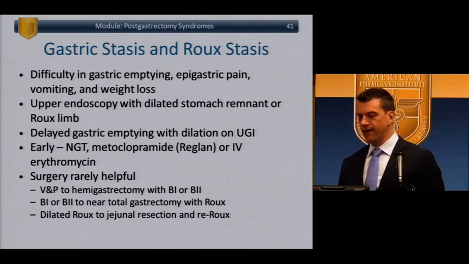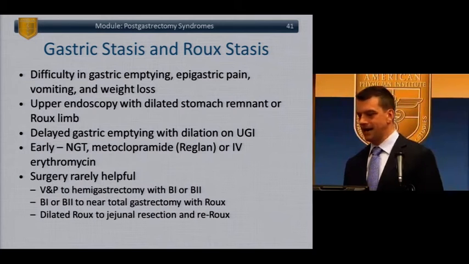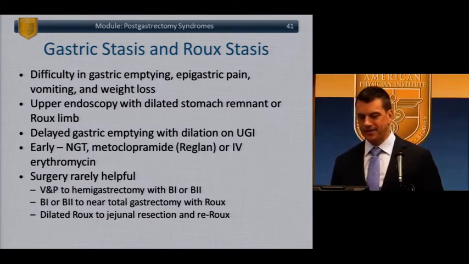Upper endoscopy would show a very dilated stomach remnant. You would see delayed emptying on an upper GI study. Early phase, NG tube and Reglan or erythromycin. Surgery is very rarely helpful. You can see here some options.